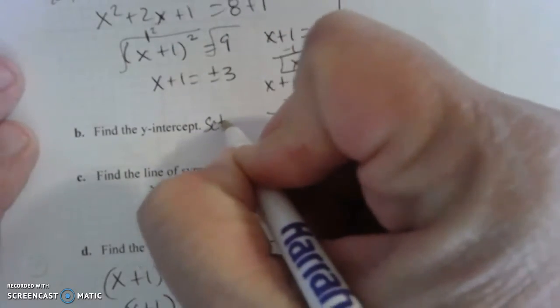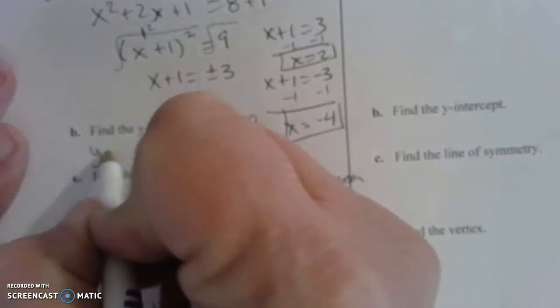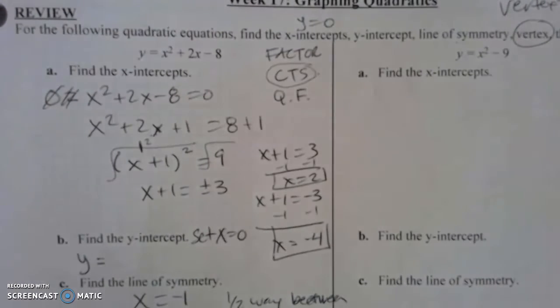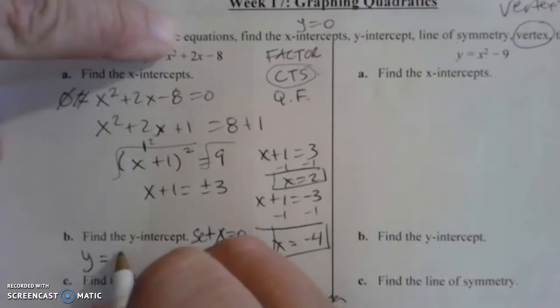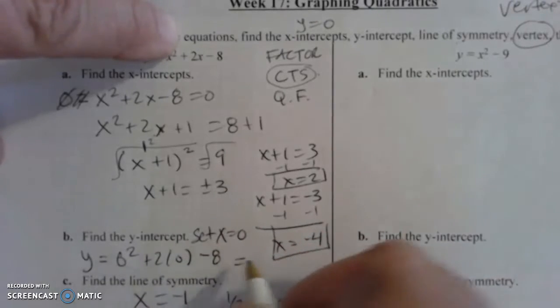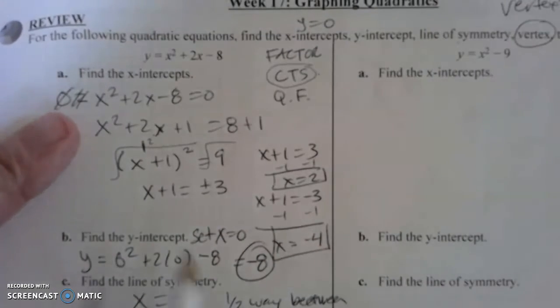y-intercept, this one you're going to set x equal to 0. So here I have y equals, take my original equation, wherever there's an x, I'm going to put a 0 in. Let's see if I can clean that up a little bit, like when it focuses and becomes blurry. Okay, here we go. So I'm going to get 0 squared plus 2 times 0 minus 8. Well, that just equals negative 8. So my y-intercept is when x is 0 and y is negative 8.